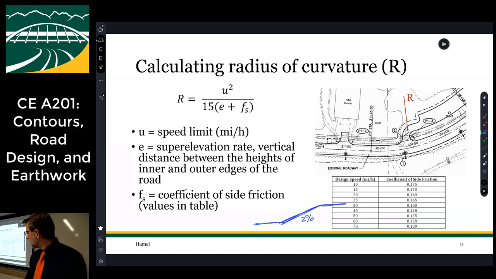And then there's this f sub s, which you can get out of this table, which is the coefficient of side friction, right? The idea here being that as you go faster, the coefficient between your tires and the pavement reduces.